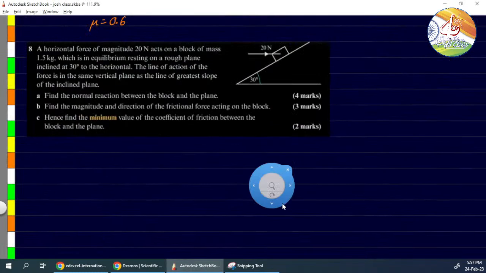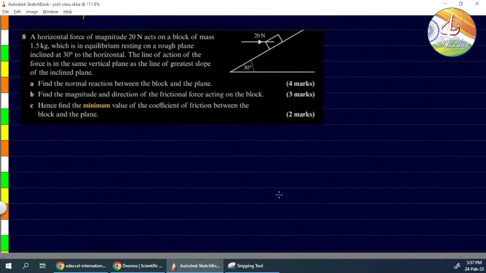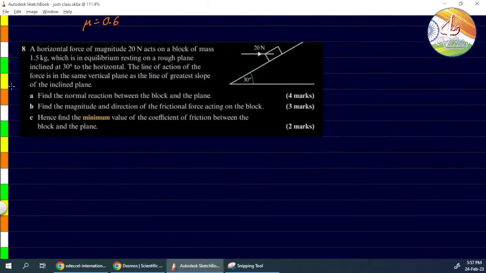Okay. So, eighth problem. The horizontal force of 20 Newton is acting on a block. The weight of the block is given. How much is the weight of the block? Weight of the block is 1.5 kgs, right? That means 1.5 g we have to take.